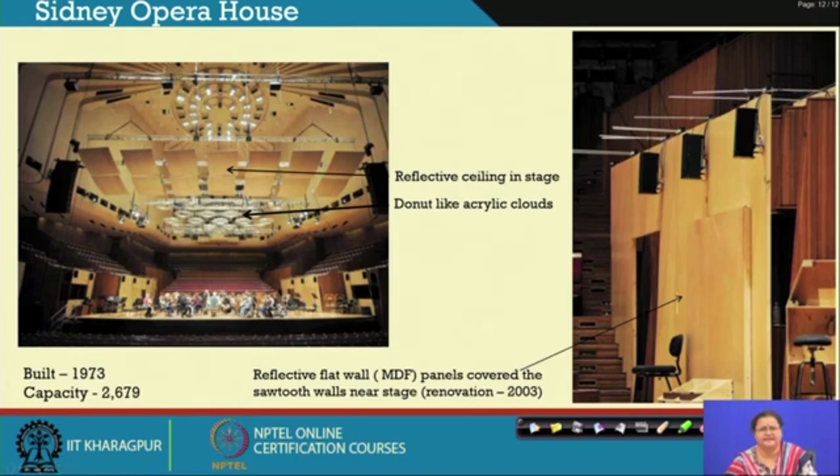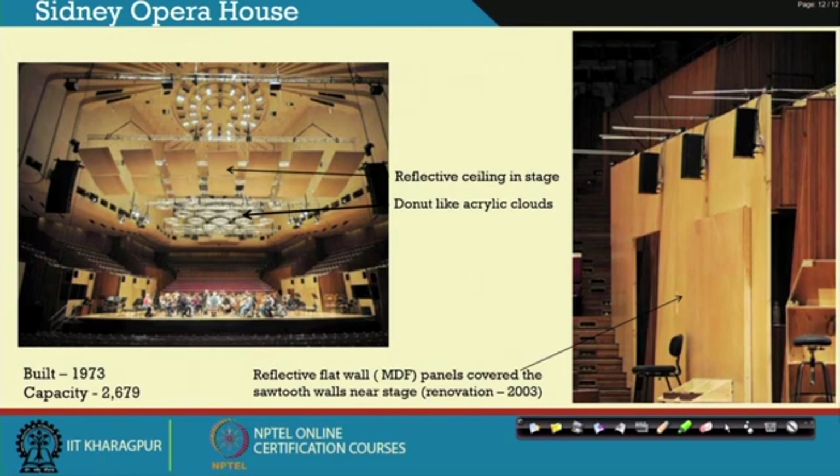So, a lot of studies have been done. You can go through the internet and download papers if it is possible. Otherwise, to know this much is enough, to see that within this hall, even for the first reflections, these MDF boards have been added at a later stage of time. You can see here the capacity of this hall is 2679.